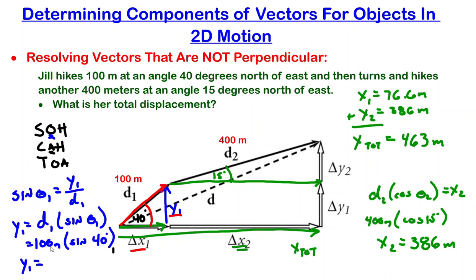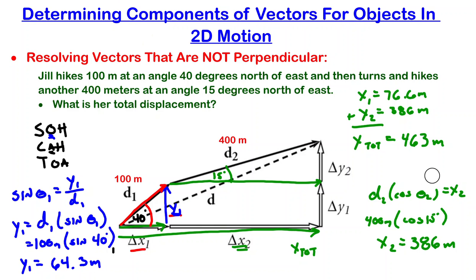And this is probably a good point. We should have already done it before we started doing cosines and the x components, but is our calculator in degrees, right? So I checked before, mine is, so I end up with 64.3 meters. So y1 is 64.3 meters.